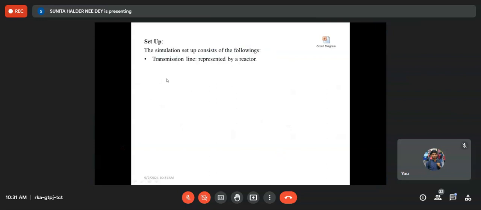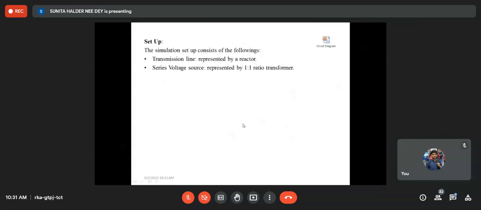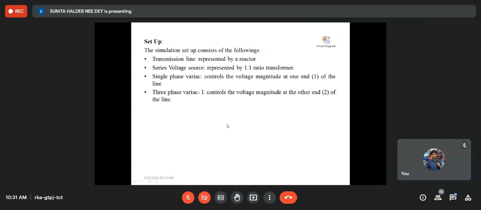So what is the setup? The transmission line I have discussed is represented by a reactor. The series voltage source is represented by a 1:1 ratio transformer, so that if you measure the voltage here, the same voltage will be available here. So only one voltmeter will be sufficient. Single phase variacs are used to control the voltage magnitude, because when we study the facility of series voltage injection, we must keep the sending end and receiving end voltages constant, so that they do not affect the power transfer. Next, a three phase variac is required for the phase angle control.